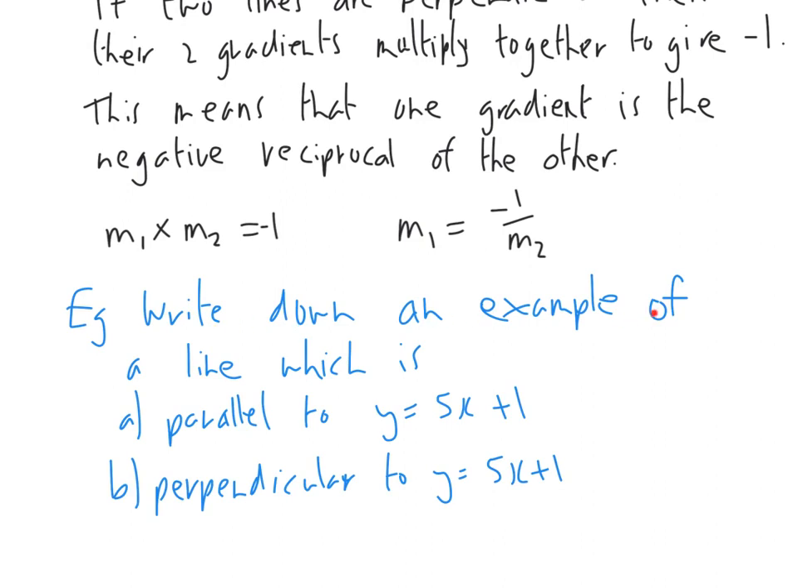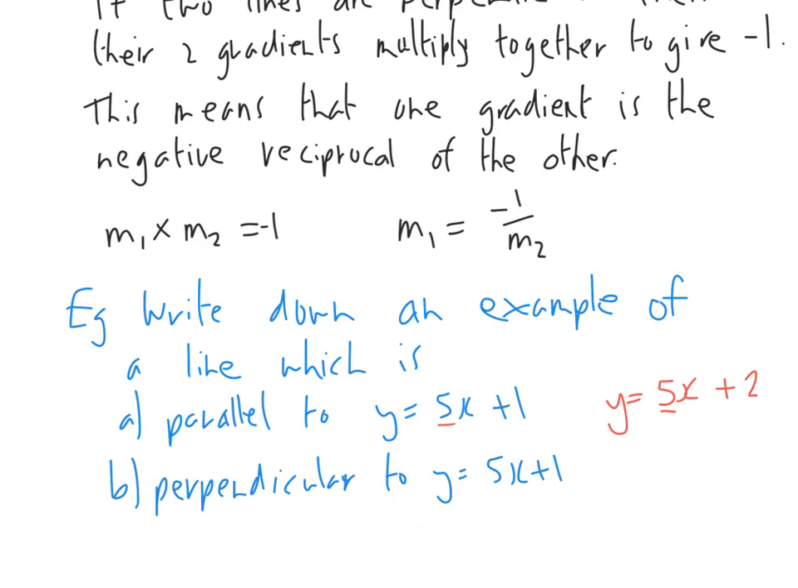Write down an example of a line which is A, parallel to y equals 5x plus 1. If a line is parallel to this line, it has to have the same gradient. So the answer will have to be y equals, it has to have a 5 in front of the x to be parallel. The intercept doesn't matter, it can be any number. 1 would give you the same line, so we're looking for a different line, but it could be 2 or 3 or 4 or minus 50, doesn't matter, as long as the gradients are the same.